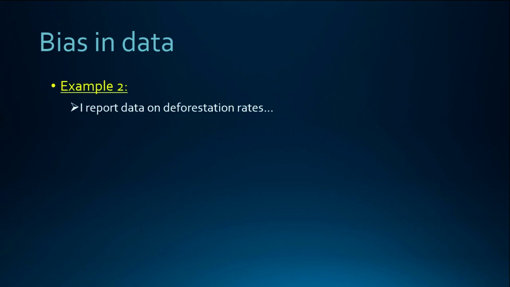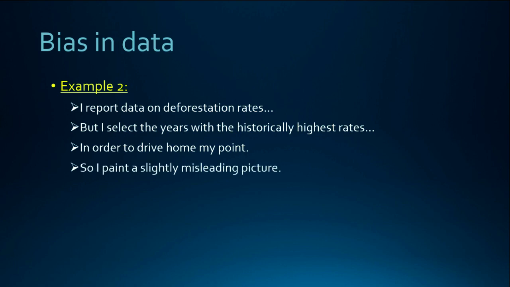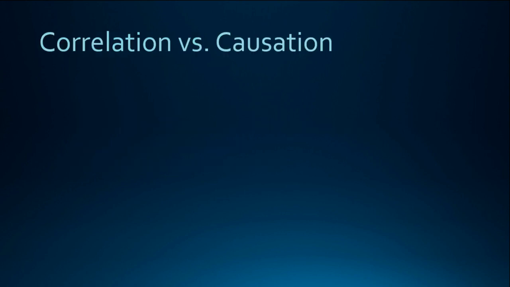Another example, let's say that I report data on deforestation rates, but I manipulate it by selecting years with the historically highest rates. And so I'm painting a picture that's going to drive home my point. So maybe the historically highest rates were 5 or 6 years ago, and so I give that data. Well, when I do that, because I'm distorting the picture, then I'm painting a slightly misleading picture in order to support my own point. And that also would not be good use of data, right?